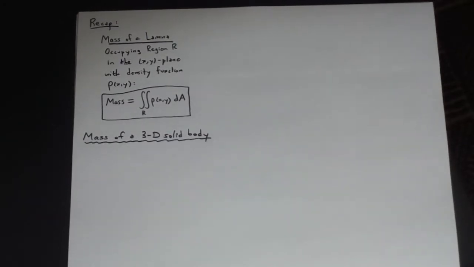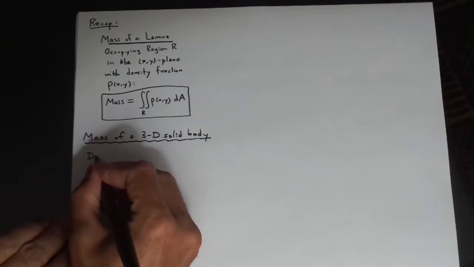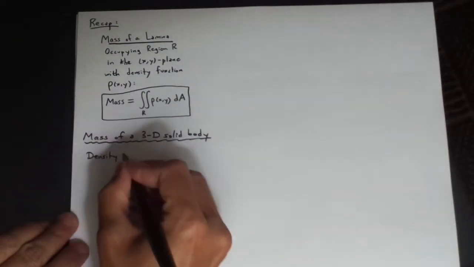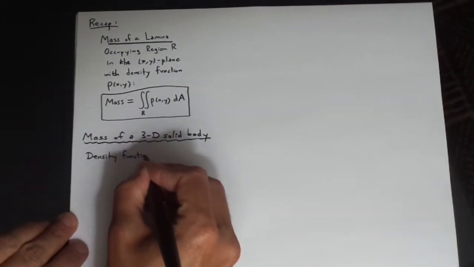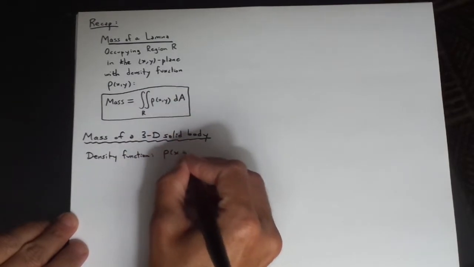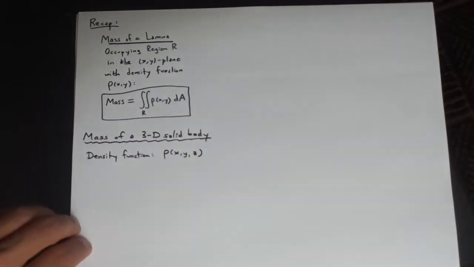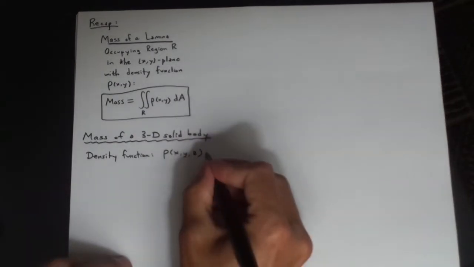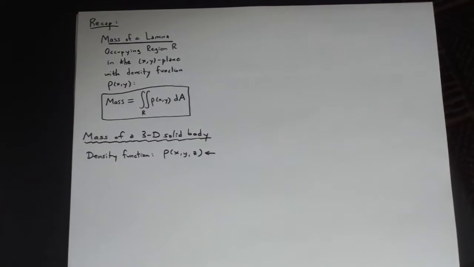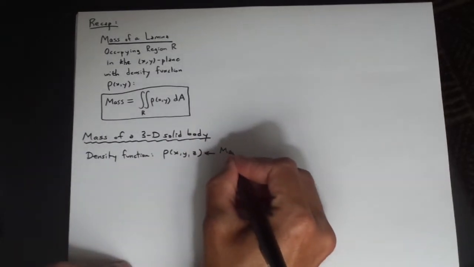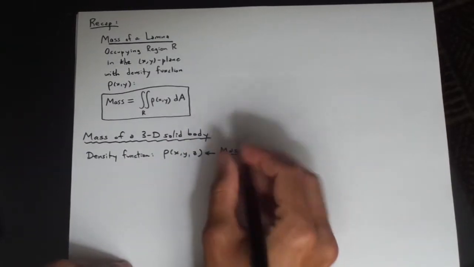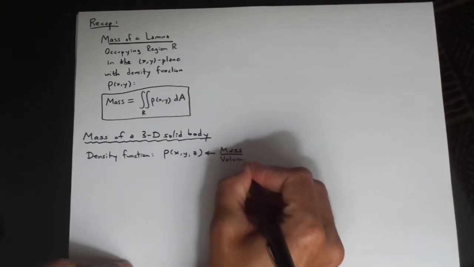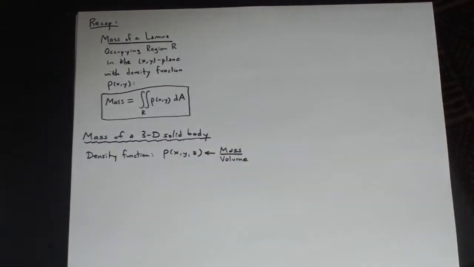Well, for one thing, our density function is going to depend not just on x and y, but also on z. So our density function is going to be rho of x, y, and z this time, because it depends on all three coordinates of our point. And this is no longer a mass per area. In our new three-dimensional model, this would be a mass per volume that we're looking at.